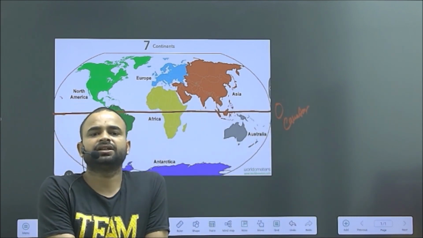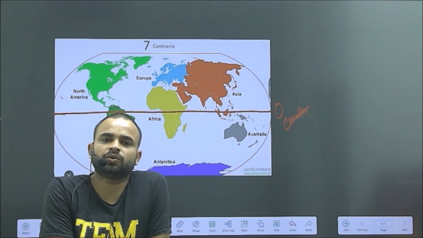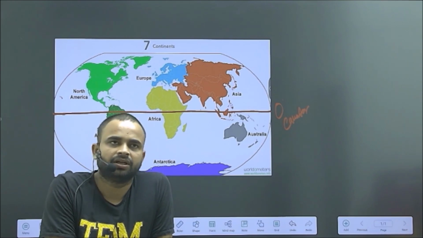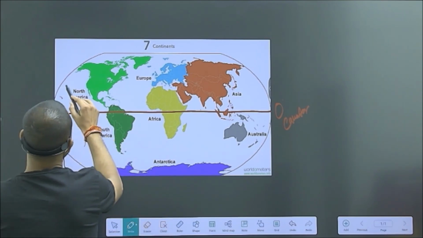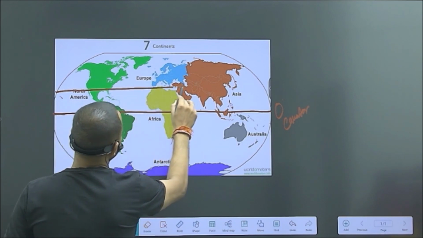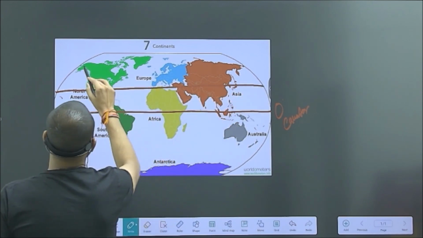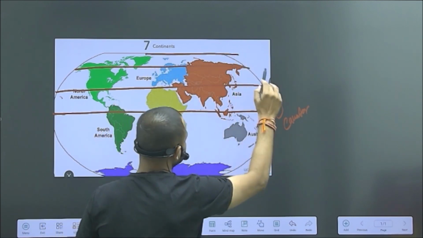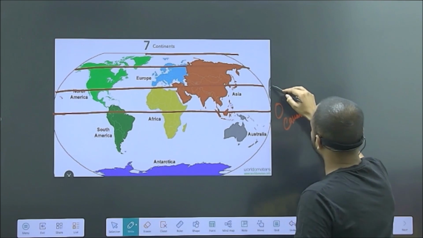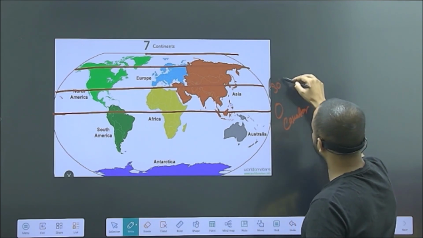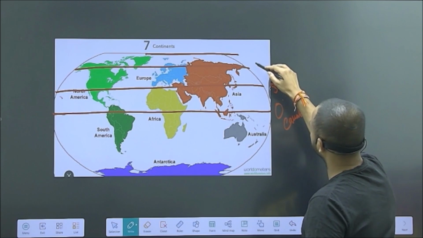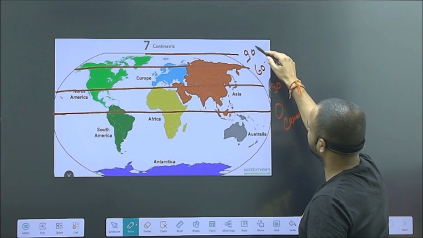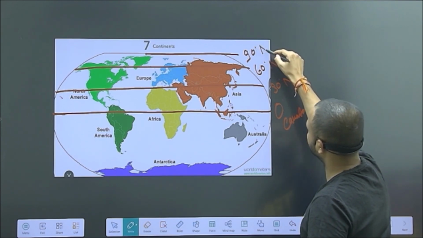Latitude basically divides earth into two parts, southern part and northern part. So here you can see again another latitude and this latitude: 30 degree north, 60 degree north, 90 degree north.